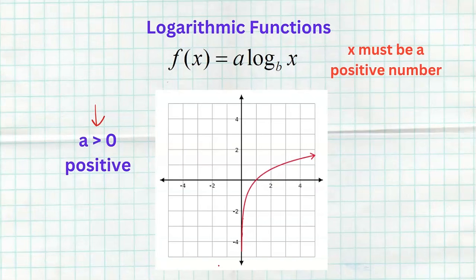So it starts off getting big really, really quickly, and then it slows down. The entire graph is increasing, it's always increasing, but it's increasing at a slower and slower rate, which is why it is concave down.